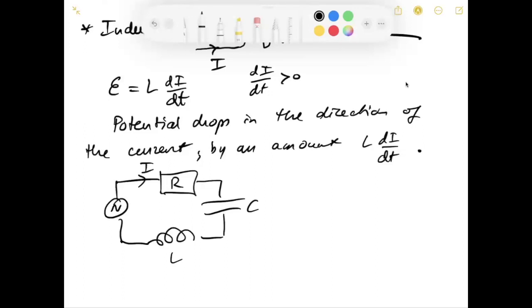We can just write the potential that is applied here. That's your V from the source. V from the source is equal to all the drops, IR plus Q over C plus L di dt.